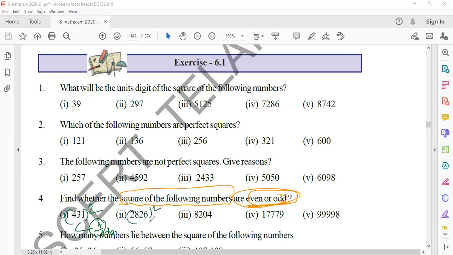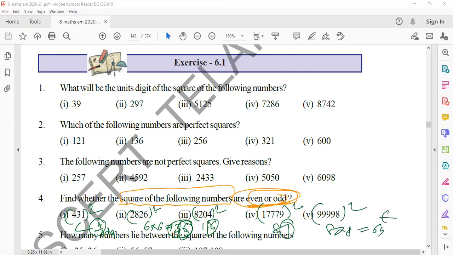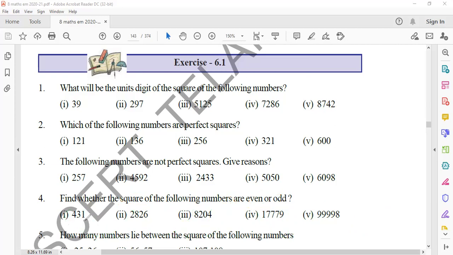Next, this is 6 into 6, 36. So is 6 an odd number or an even number? Even number. Next, here 4 4s are 16, 6 is an even number. 9 9s are 81, 1 is an odd number. 8 8s are 64, even number. So like this, by looking into it, you can say this is an odd number, this is an even number, this is an even number, this is an odd number, this is an odd number, this is an even number.